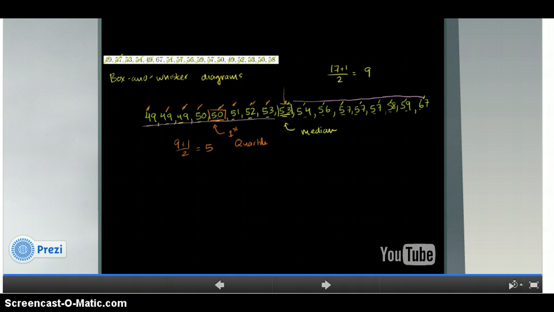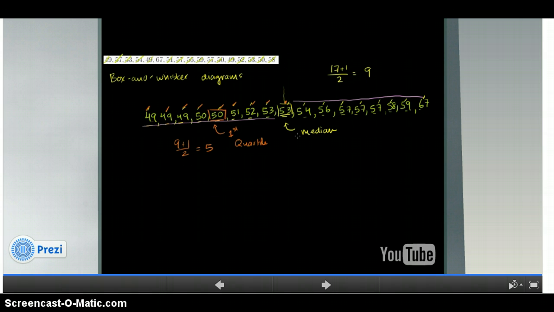Now the other way to do a box and whisker diagram is you don't include this median, but I think you would have gotten the same answer. If you didn't include this median, you'd have had 1, 2, 3, 4, 5, 6, 7, 8 values. 8 plus 1 divided by 2 is 4.5, so you'd go halfway between these two 50s, but you would still get 50. That's the number between a 50 and a 50. So either way, our first quartile number wouldn't be different.